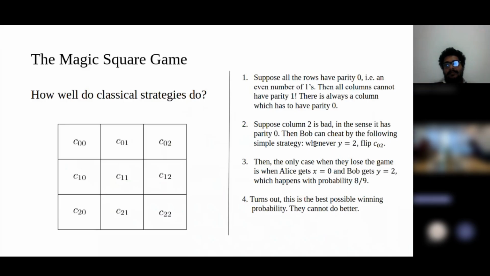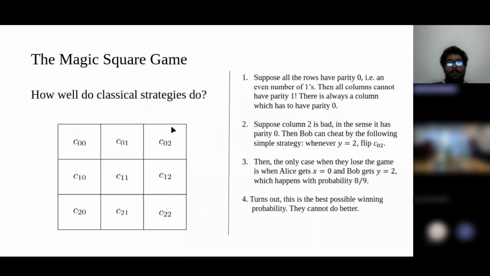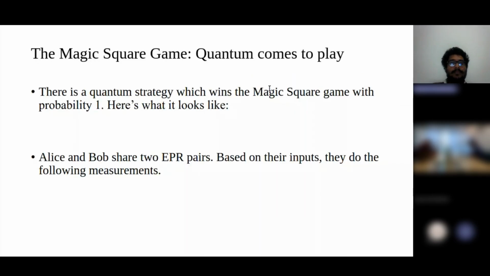So the really cool thing is, this is one of those demonstrations where something magical happens. It turns out that there is a quantum strategy. And when I say quantum strategy, I mean that Alice and Bob share some entangled state and they do some sort of measurements. There is a quantum strategy which wins this game with probability 1. And this is kind of insane. Because as we just saw, no classical strategy, no randomized classical strategy can ever win this game with probability greater than 8/9. But there is a quantum strategy which can.